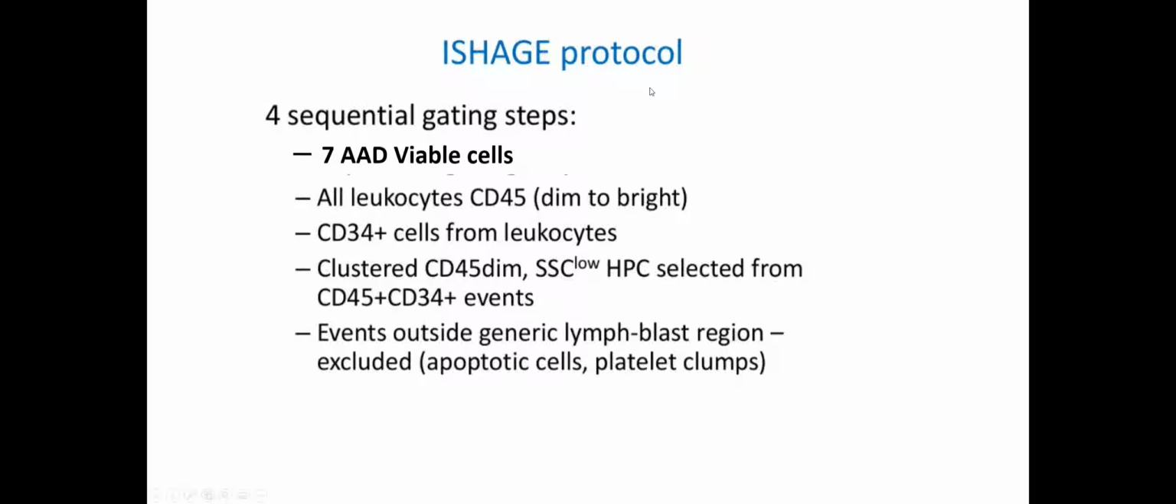As per the ISHAGE guideline, we have to define hematopoietic stem cells. They should be viable as 7AAD negative. They originate from the leukocytes, which is CD45 positive, CD34 positive, clustered in a CD45 dim, as well as low side scatter, and they should fall in lymphoblastogenic region, which is artifact free and excluded from apoptotic cells, platelet clumps, and the RBC debris.